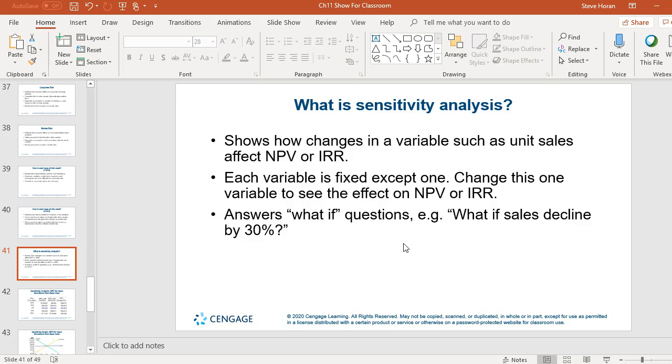What if we couldn't sell 1,000 units? What if we could only sell 800 units or 750 units? I'd want to change that one to see how does that impact the bottom line and so on. So, this one, the what if sales decline by 30%. So you just change one input, one variable, and you see how does that impact NPV and IRR. So if you got your formulas built well in an Excel spreadsheet, it's really easy to do. I just change one number and see what my new answer is.